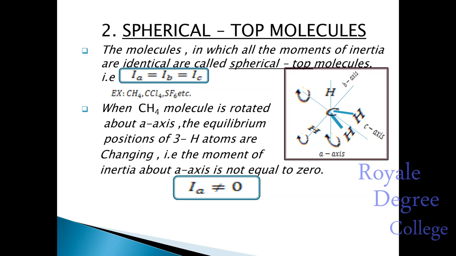Here we are taking the methane molecule. When the methane molecule is rotated about the A axis, here is the structure of the methane molecule, it is rotated about the A axis. So the equilibrium positions of 3 hydrogen atoms are changing. That is, the moment of inertia about the A axis is not equal to 0. IA is not equal to 0.